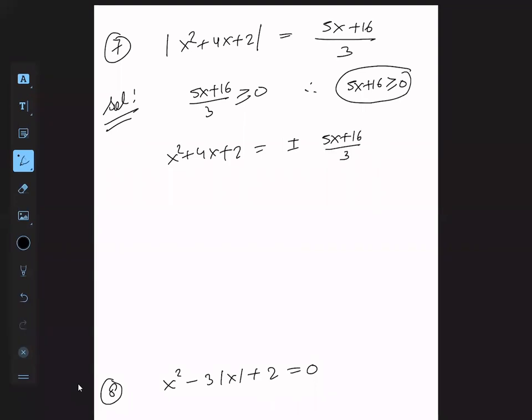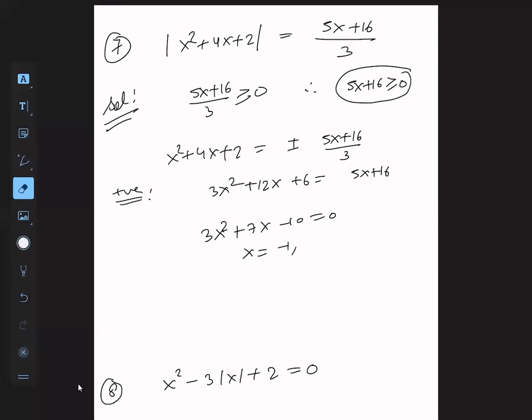Now take the plus sign. You will get 3x square plus 12x plus 6 is equal to 5x plus 16. So eventually I will get 3x square plus 7x minus 10 equal to 0. So factorize this, you will get x is equal to 1 and minus 10 by 3. x is equal to 1 satisfies this inequality.